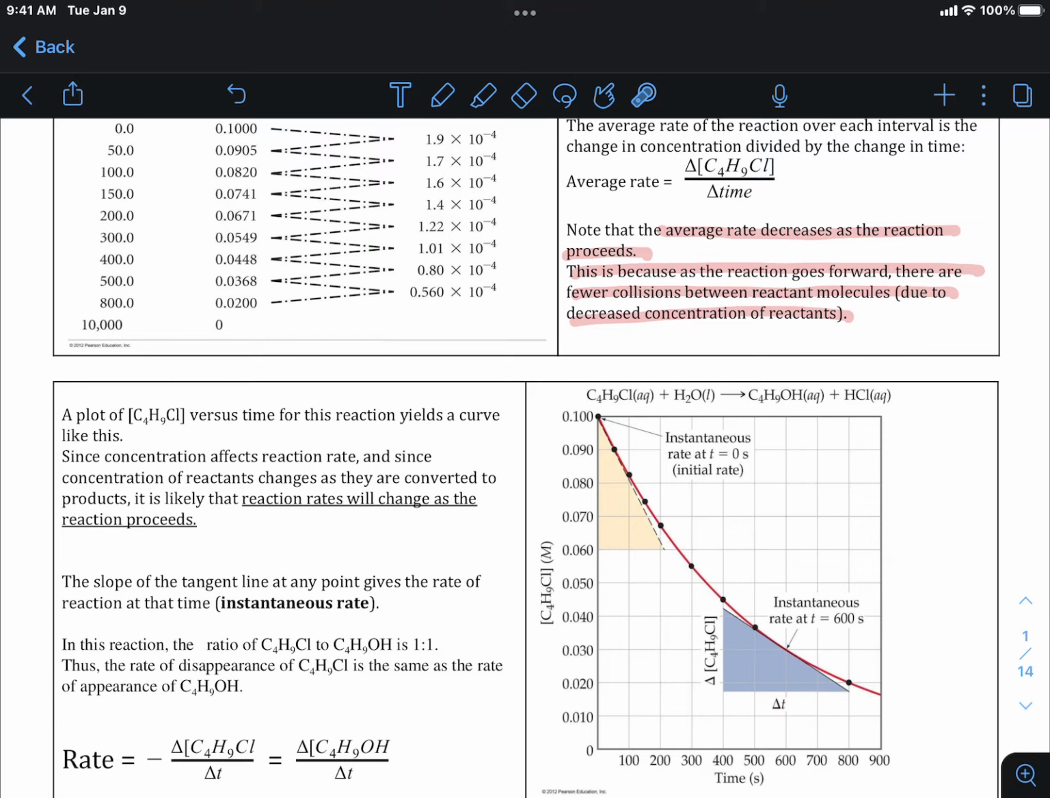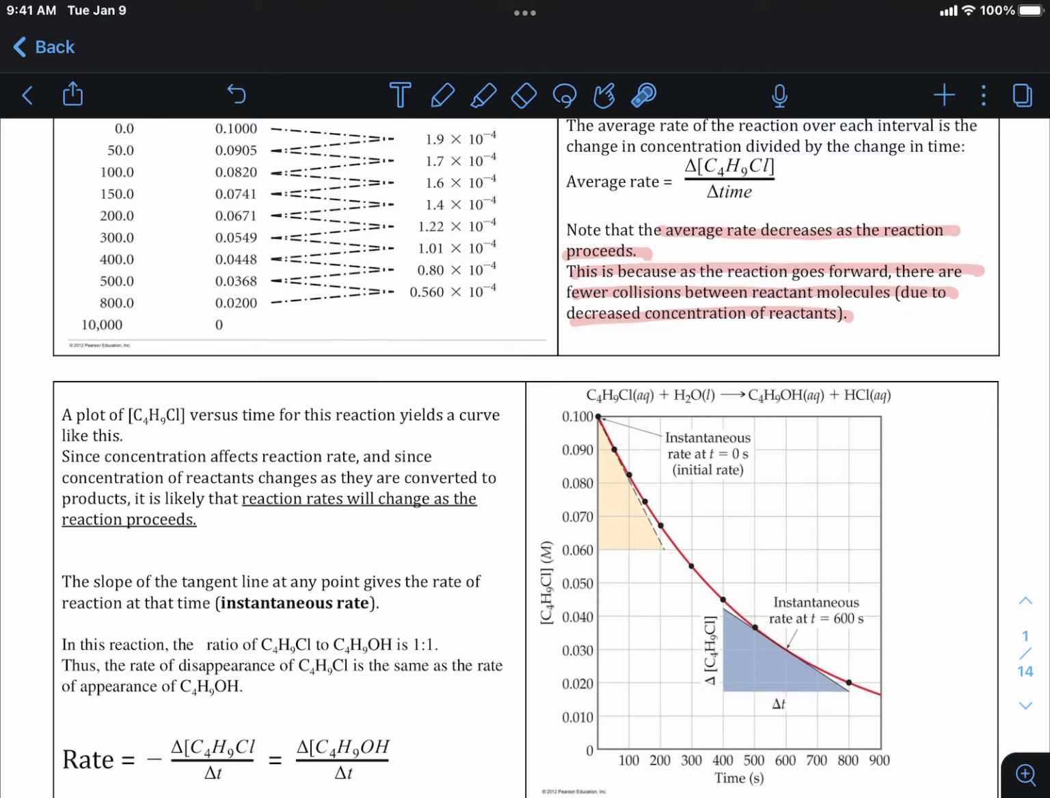All right? So the thing is, the rate at which it changes. This is not a straight line plot, right? The difference in concentration is reduced with each interval. And as such, you can't expect the slope of the line to be the same here as it is here.